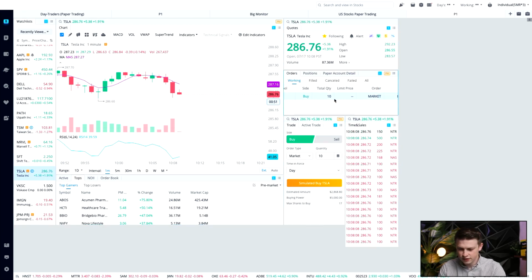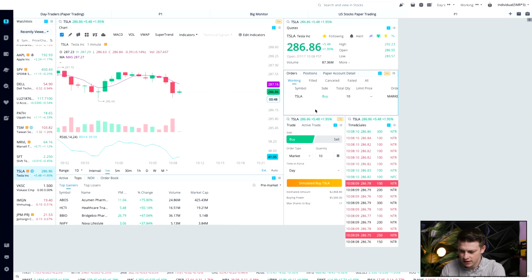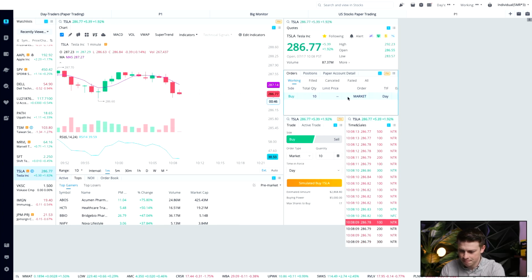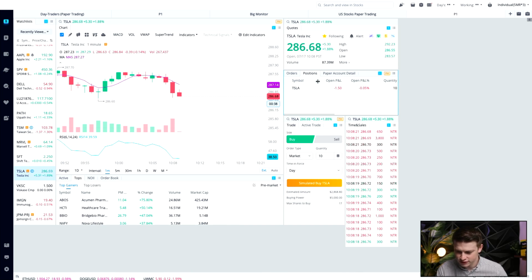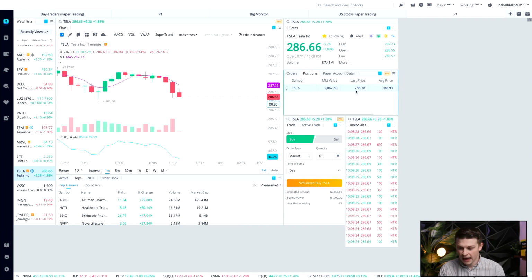You see this order is in. We just click the buy button, simulated buy, and the order is in. It's working. It's a market order, meaning it's going to fill me as fast as possible. Boom, it just filled me. Now we're in positions, and we'll see where it filled us at. Okay, we've got 10 shares of Tesla at a market value of $2,867. Our average price was $286.93. And our position ratio is 100%. So 100% of our positions are in Tesla right now.